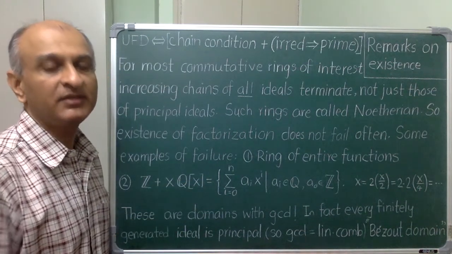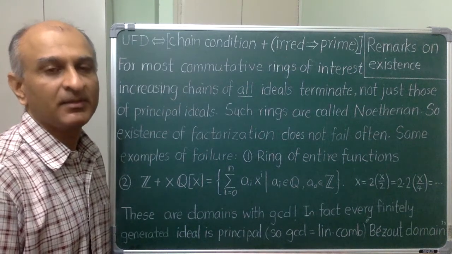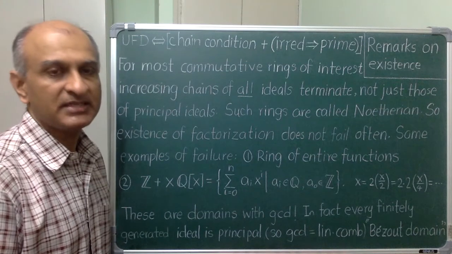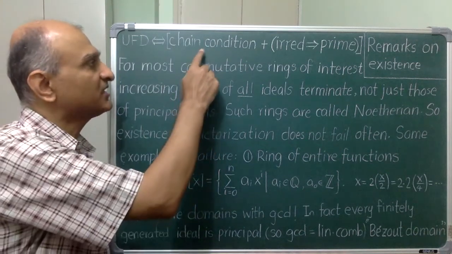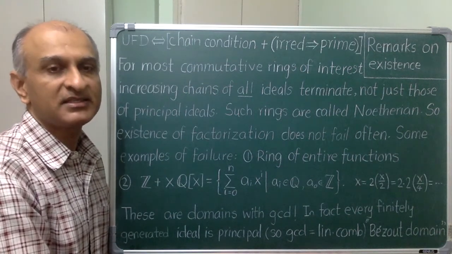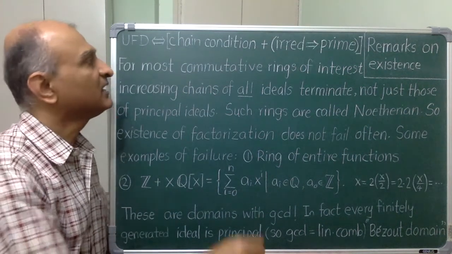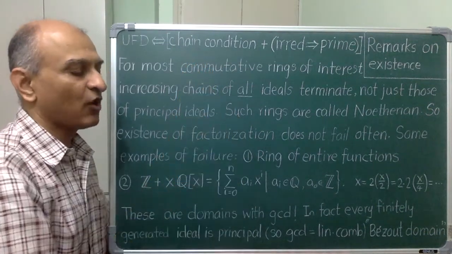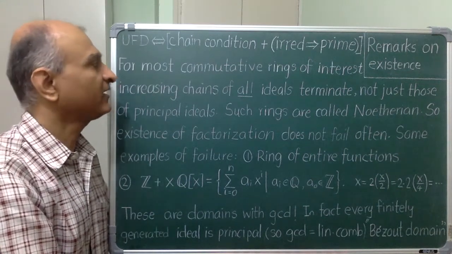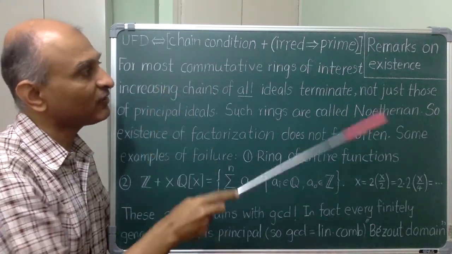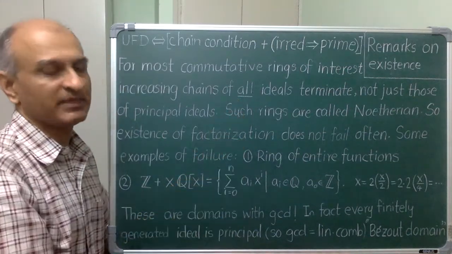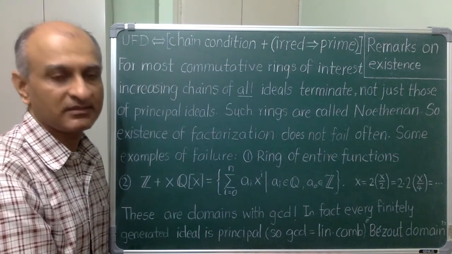But factorization into irreducibles still existed because as I keep factoring, norm keeps going down. So the question is, are there any rings where this condition fails and therefore factorization need not exist? The answer is yes, but not very often. This condition requires that all increasing sequences of principal ideals should terminate. In fact, for most commutative rings that are of interest, all increasing sequences of all ideals terminate. Such rings are called Noetherian rings.